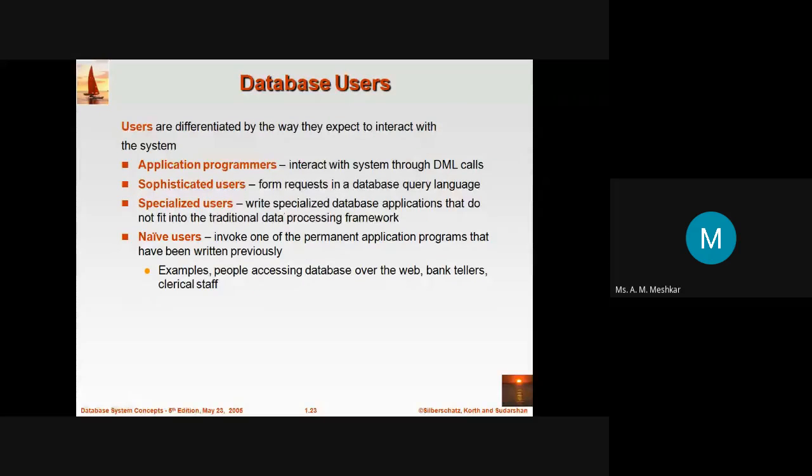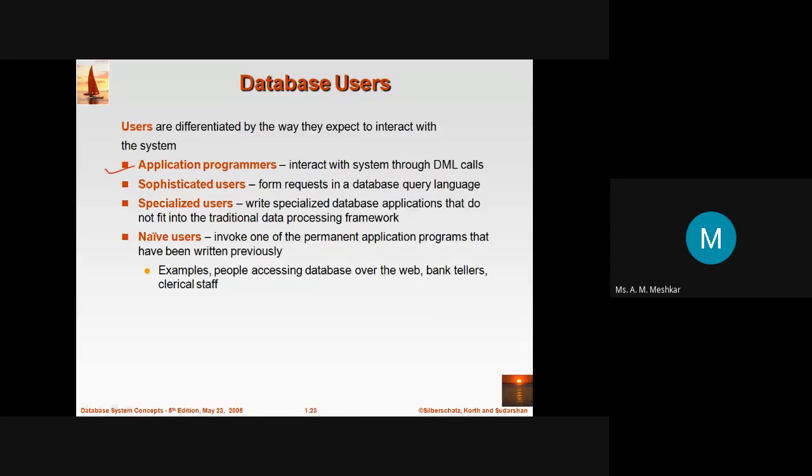In the last lecture, we learned the various types of database users. I hope you have noted them down: application programmers, sophisticated users, specialized users, and naive users. Application programmers are the ones who design the application program interfaces so that any user interacting directly or indirectly with the databases can perform some operations over them.